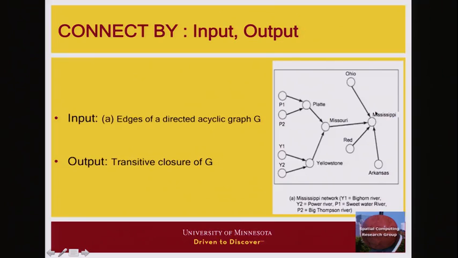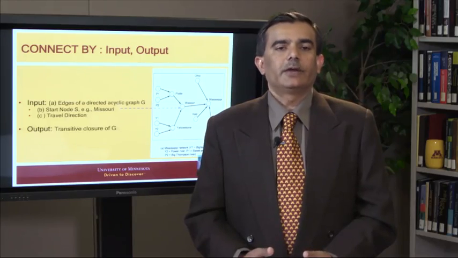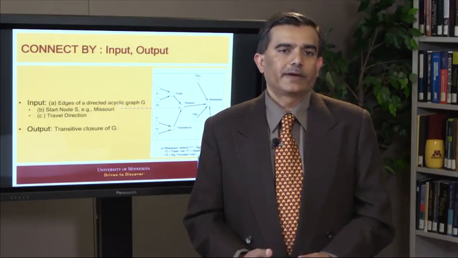Given such a graph, the connect by statement can compute transitive closure. In addition, it can actually give you a subset of transitive closure. So, for example, you can specify a start node. Let us say we started with Missouri, then we can do two kinds of queries, either predecessors of Missouri or successors of Missouri. So, in order to separate those, you need to also specify travel direction.